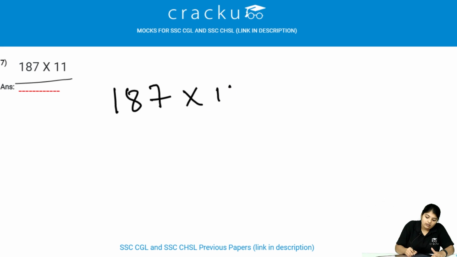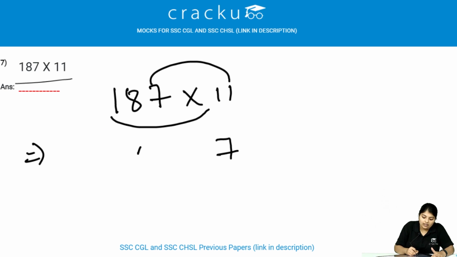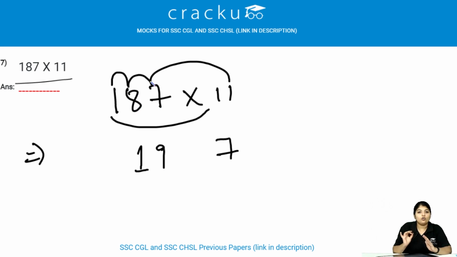187 into 11. 7 into 1 is 7 in the units place. 1 into 1 is 1 at the start. Now you are adding the numbers. 8 plus 1 is 9. But 8 plus 7 is 15. So what to do? 1 carry and 5 here.